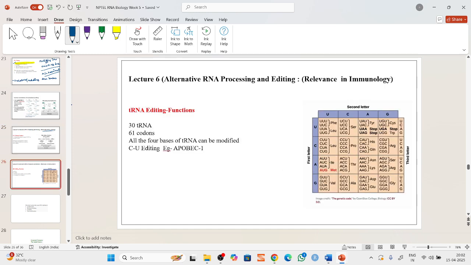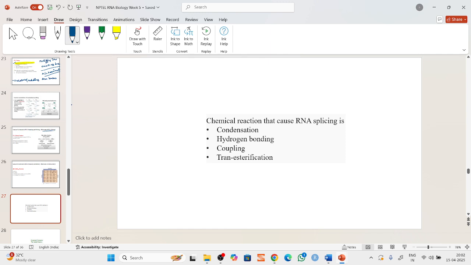Then we come to immunology. There are many functions, like C to U editing, for example in ApoB. So these are the functions. Now let us come to the main part, that is the questions.